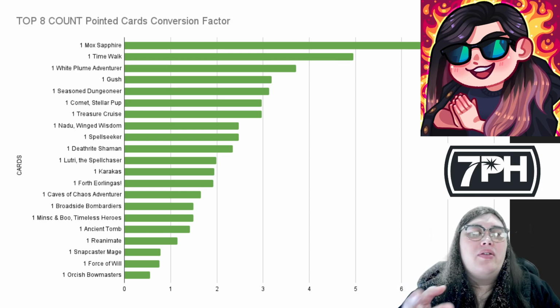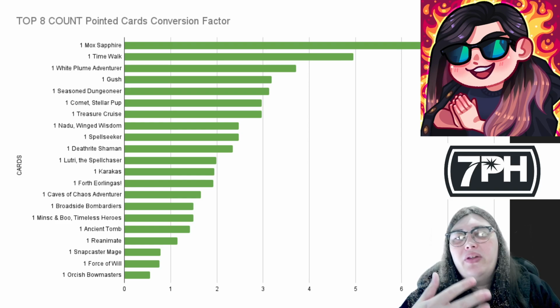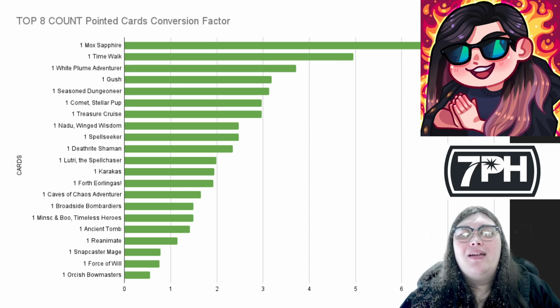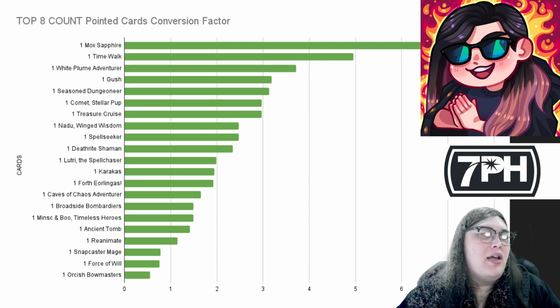Orcish Bowmasters had a conversion factor of about 0.6, which means a lot fewer Orcish Bowmasters made it into top 8 than you would expect out of how many people played the card.